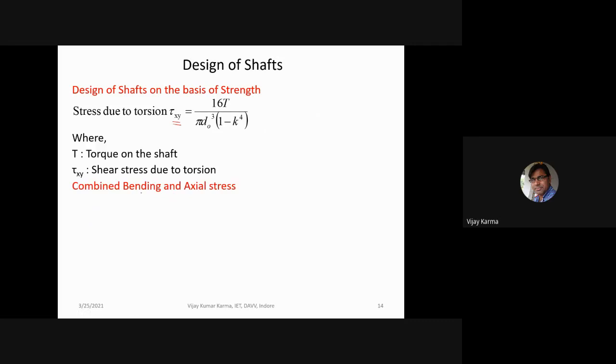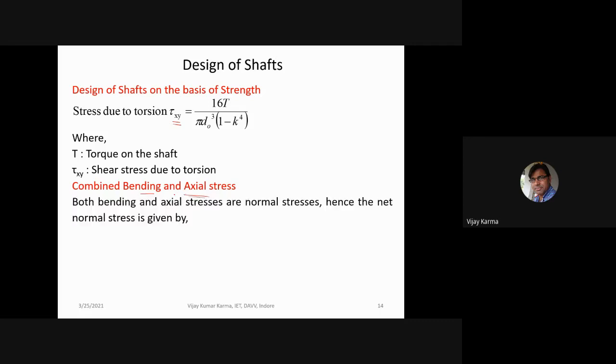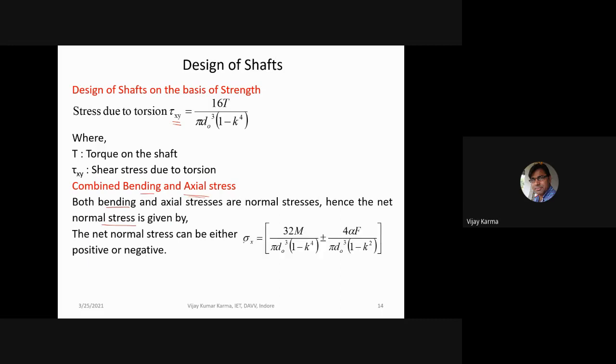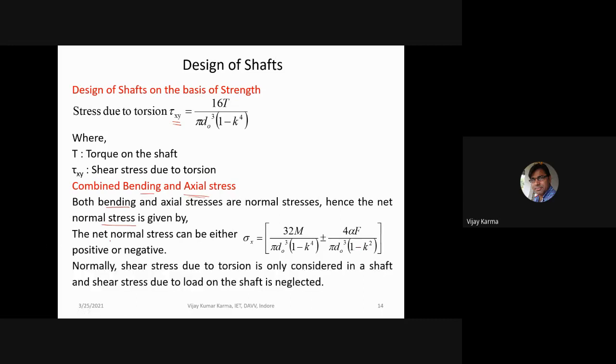For the case of combined bending stress and axial stress, since the bending stress is also acting in the axial direction, the net normal stress in this case is given by sigma x, which is equal to 32 M upon pi dO cube into 1 minus K to the power 4, plus or minus 4 alpha F upon pi dO cube into 1 minus K square. That may be either positive or negative. Normally only shear stress due to torsion is considered in a shaft, and shear stress due to the load on the shaft is neglected.